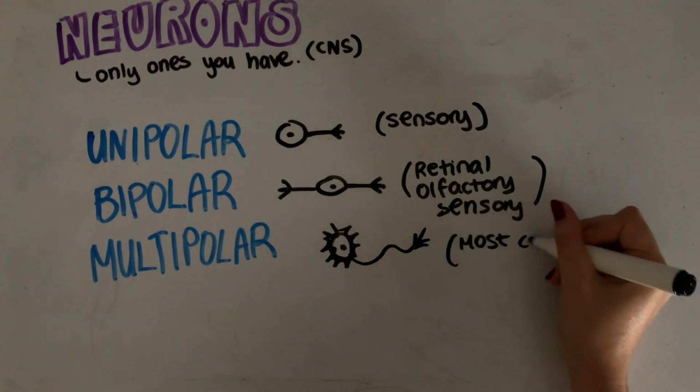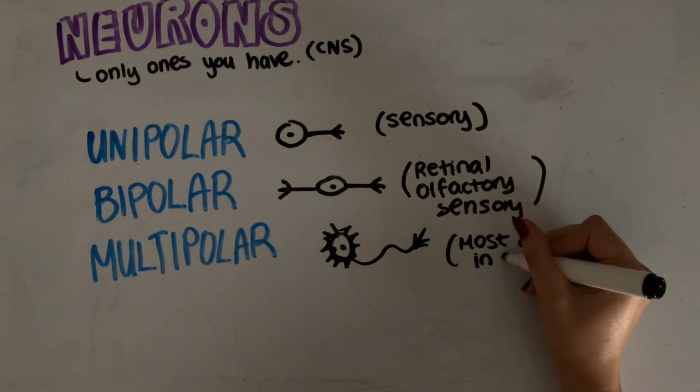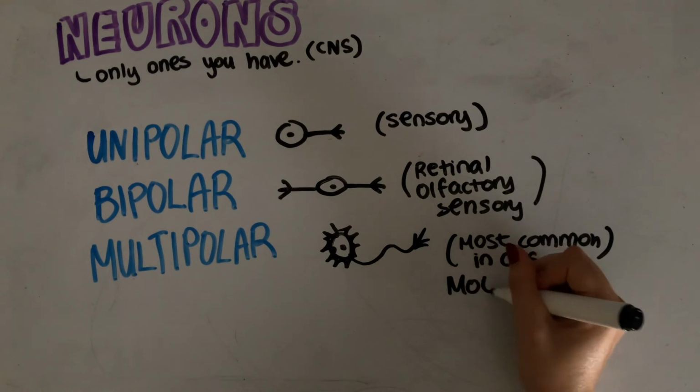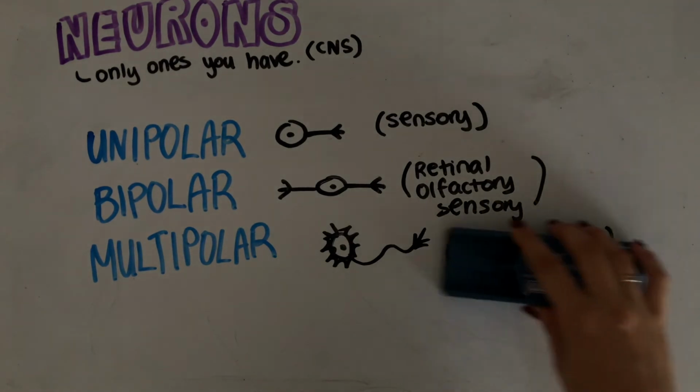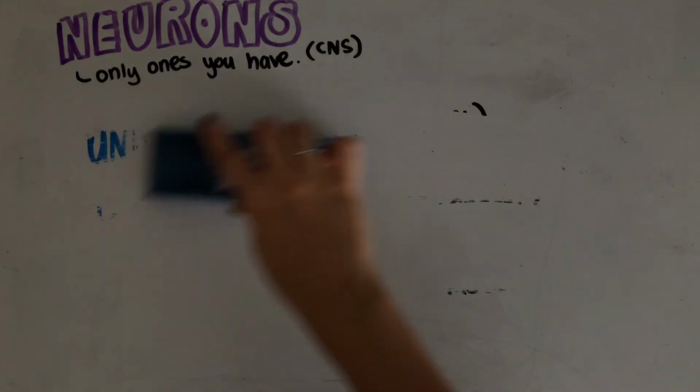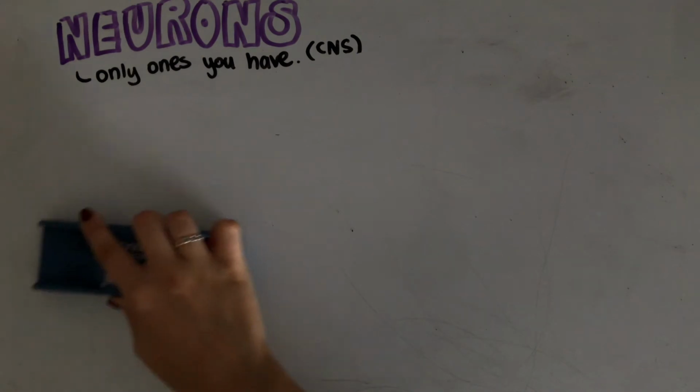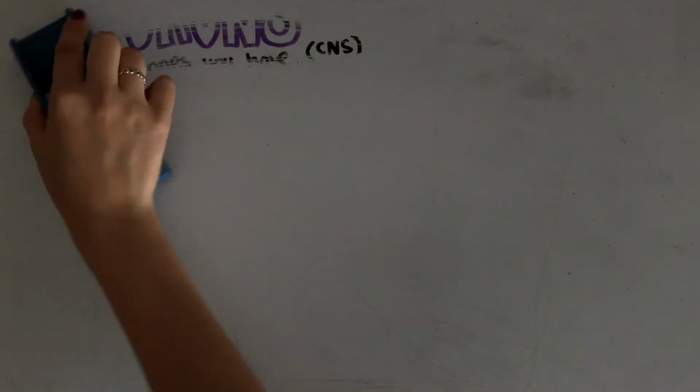And these are typically found in your central nervous system. And if you think about it, it's quite logical because in the brain and spinal cord is where you're going to be receiving millions and millions of messages. And so these can also have a function in motor, but in general, they just are in the central nervous system for heaps and heaps of message receiving functions.